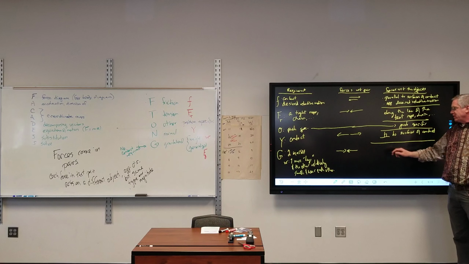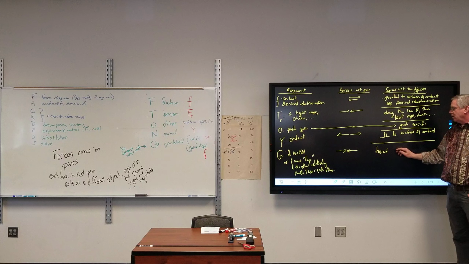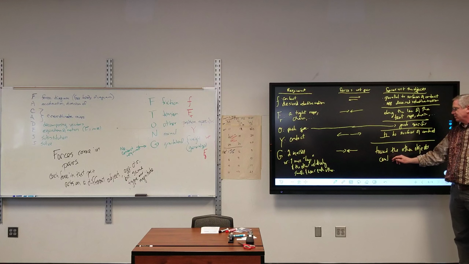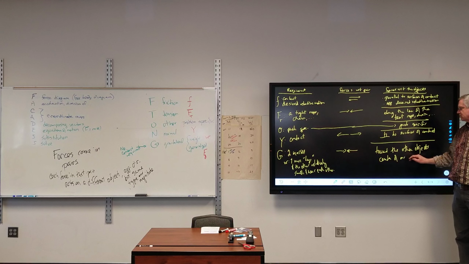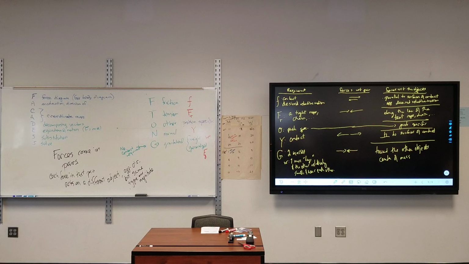And the gravitational force is toward the other object's center of mass. So the force that I exert on the Earth is towards my center of mass. The force the Earth exerts on me is towards the center of mass of the Earth, which we will assume is in the middle of the Earth.